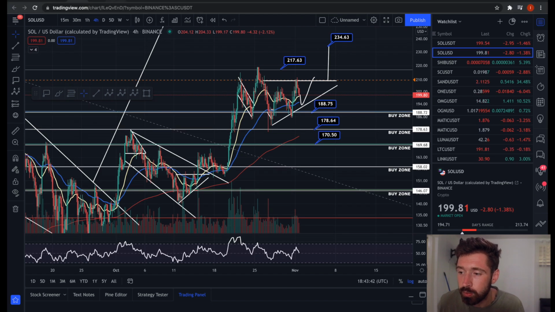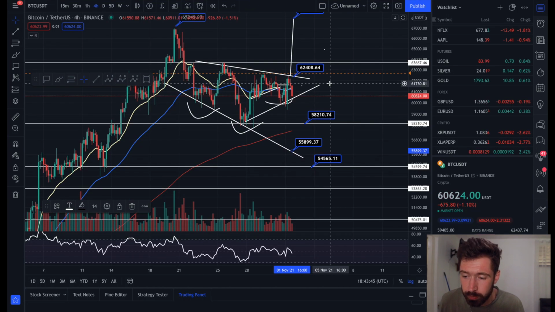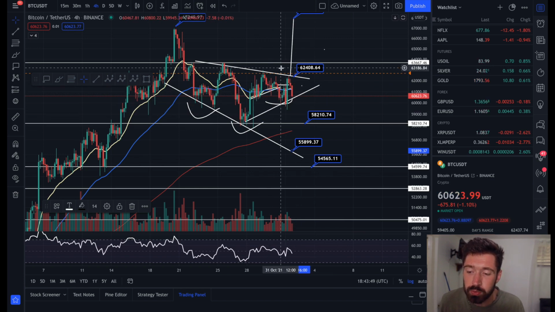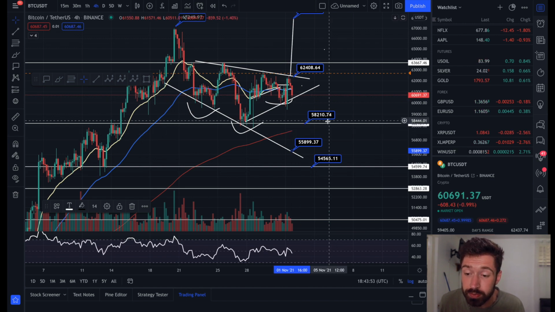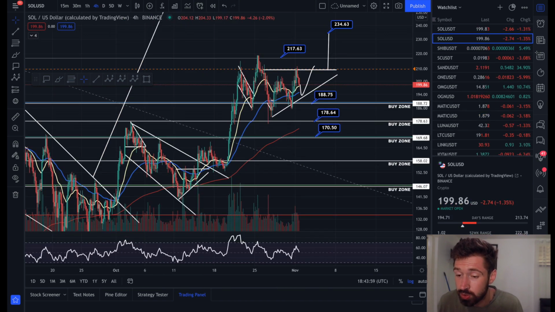As we can see here with our friend Bitcoin, we're coming down to the symmetrical triangle level of support. So if we bounce here, that's when you'll see Solana bounce as well. But if this support is broken, guys, do expect 58.2 and the possibility of a double bottom here for Bitcoin. All right, guys, so we'll jump back into Solana.